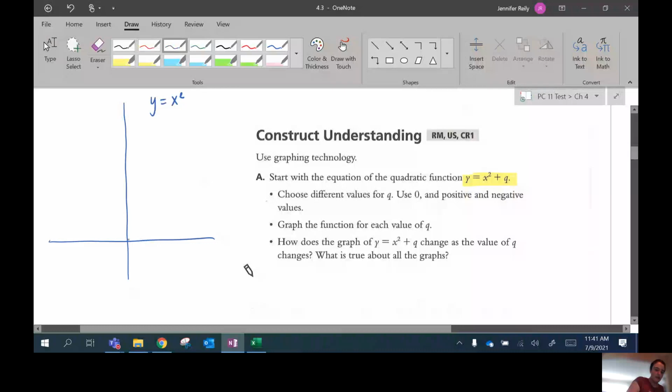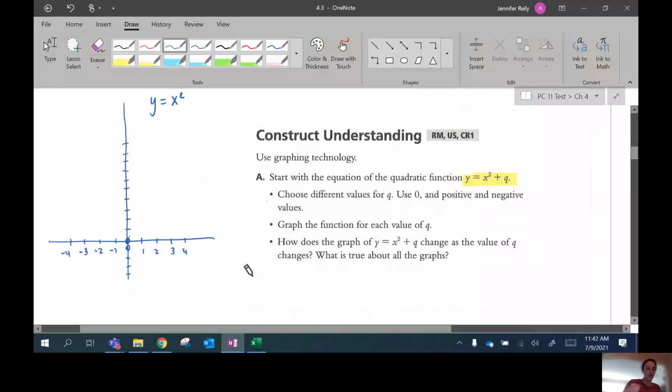This graph looks like this. So I'm just going to count 1, 2, 3, 4. You should graph this as well, and you should be comfortable graphing this from memory. We'll go to 10. Okay, so this graph looks like this.